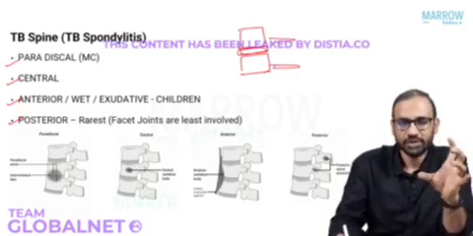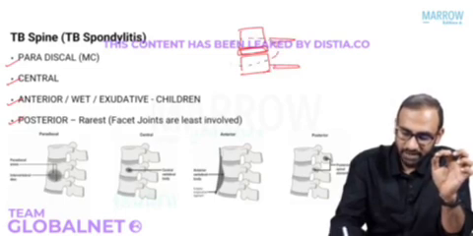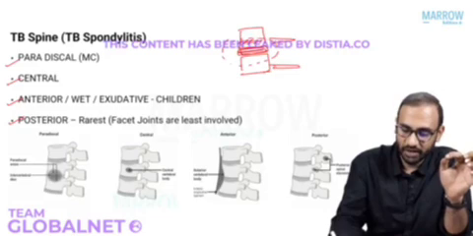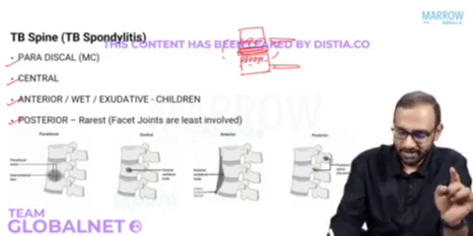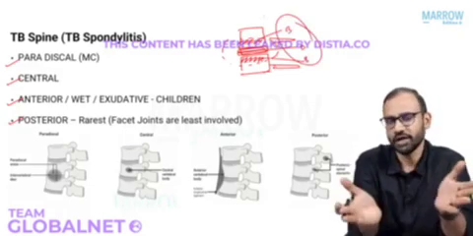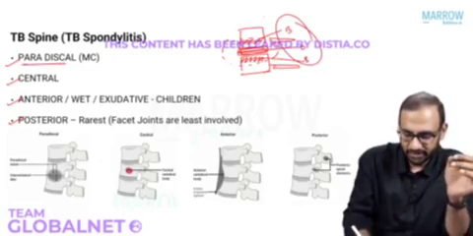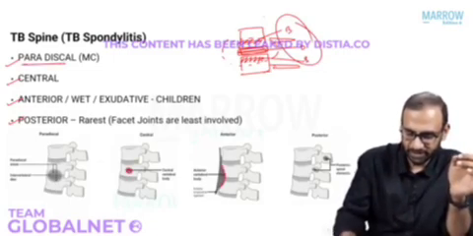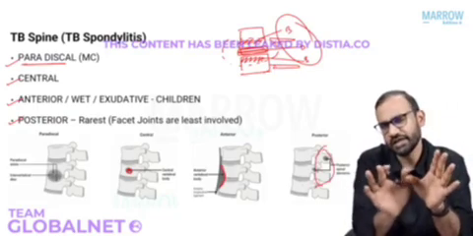The most common variety of tuberculosis that affects the spine is paradiscal. It means it involves the disc and the lower half of the upper vertebra and the upper half of the lower vertebra. Very, very important. It's a disc and bone disease. This is the most common type of tuberculosis of the spine. Other types are central. Then you have anterior, which usually occurs in children, and rarest of all is posterior. Posterior elements are rarely involved.